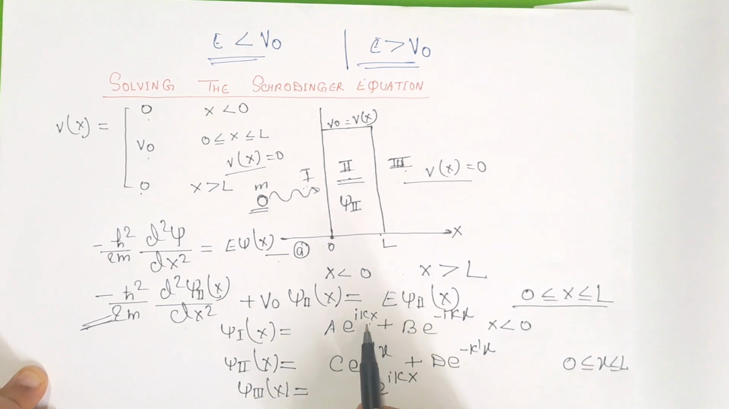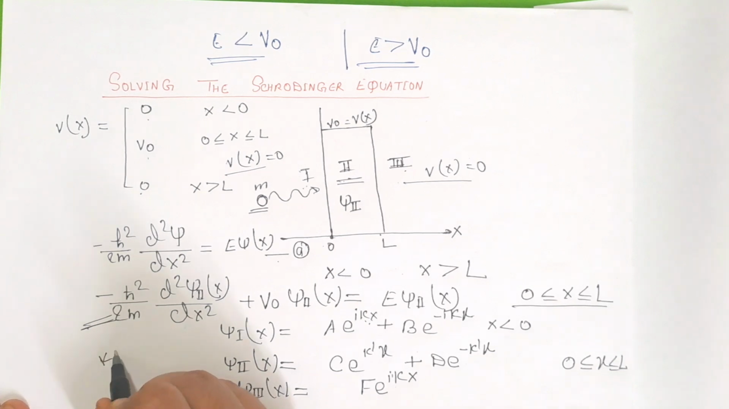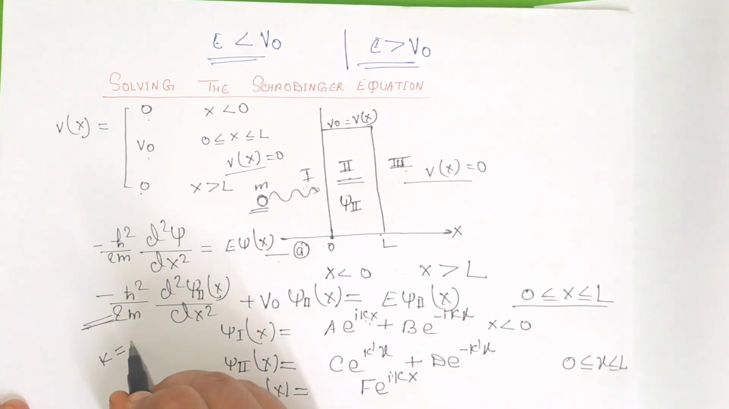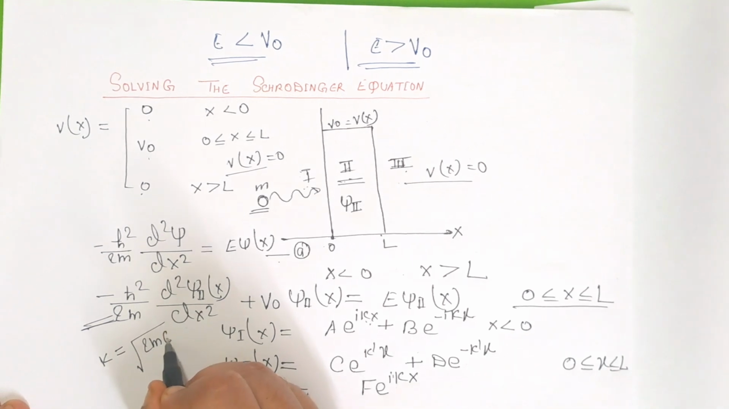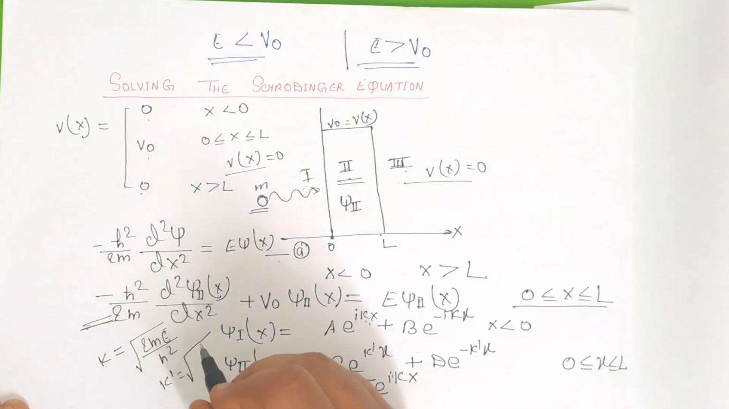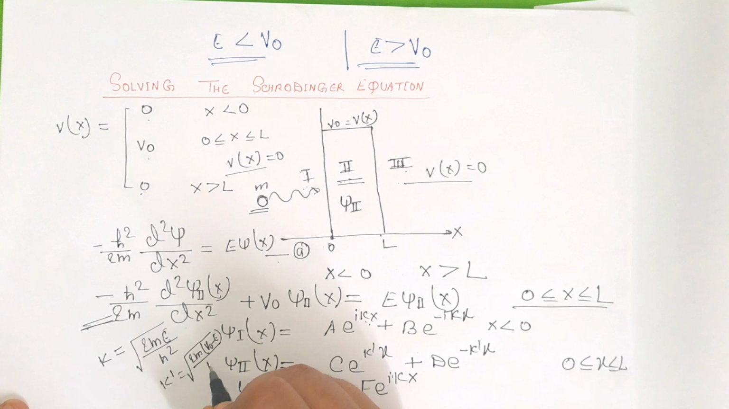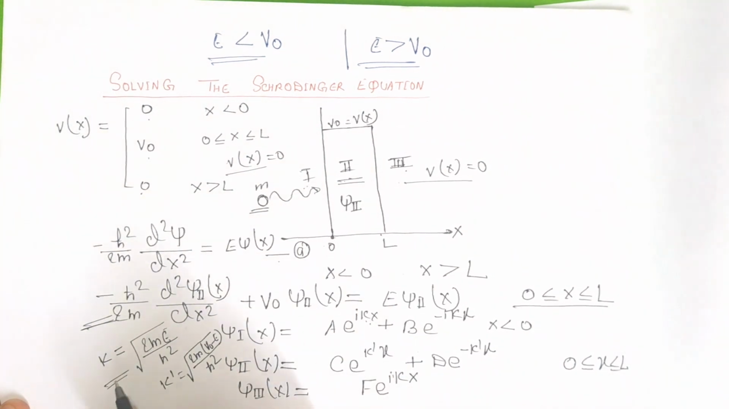Now here the value of k and k dash is: k is root of 2mE divided by h bar square, and k dash is root of 2m(V0 minus E) divided by h bar square. So this is the value of k and k dash.